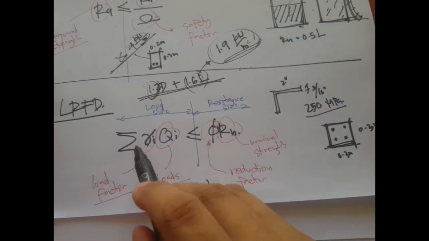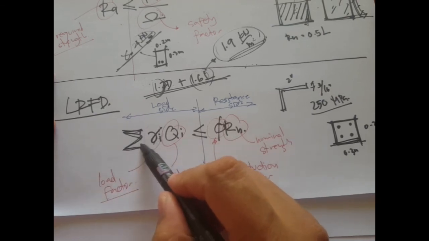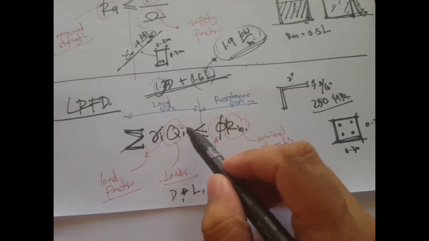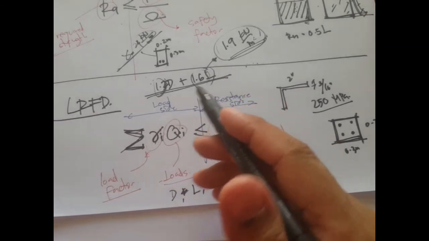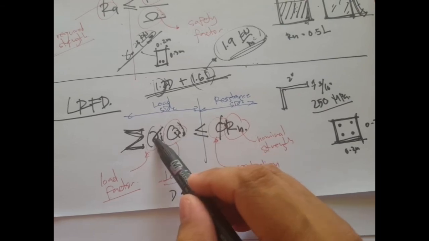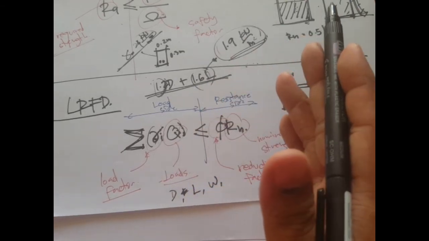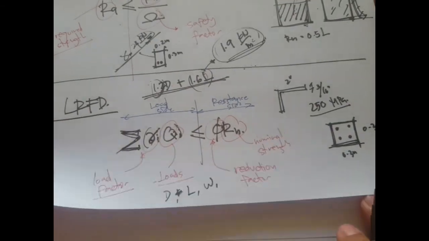Okay, so this summation symbol just means that we have the summation of the dead loads and their load factors, the product of the dead loads and their load factors, then the live load and its load factors, and things like that.